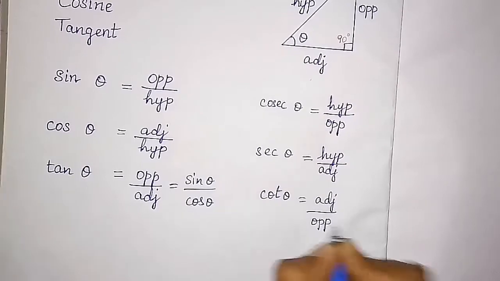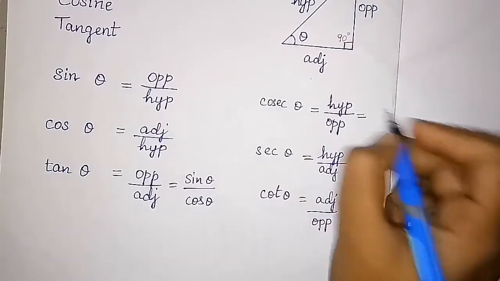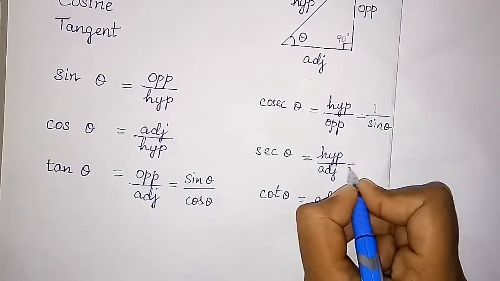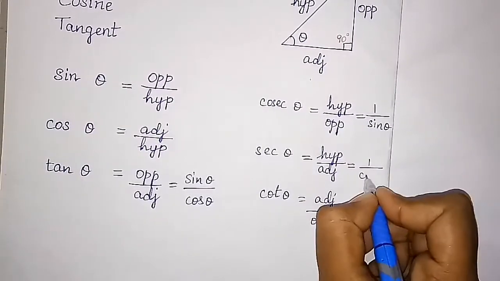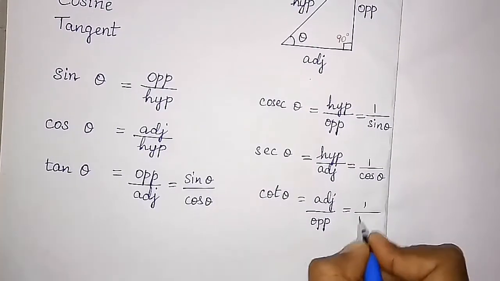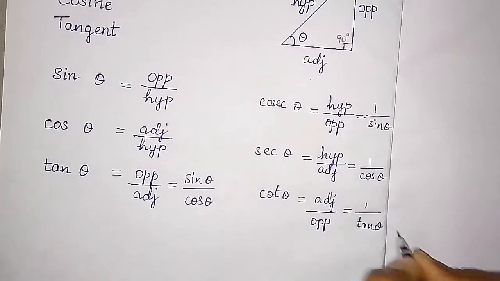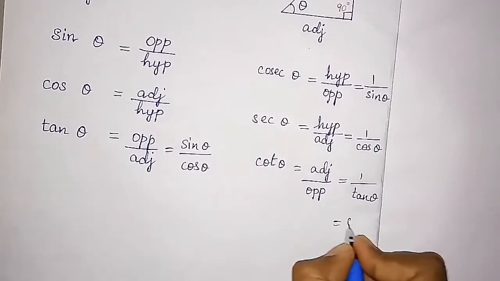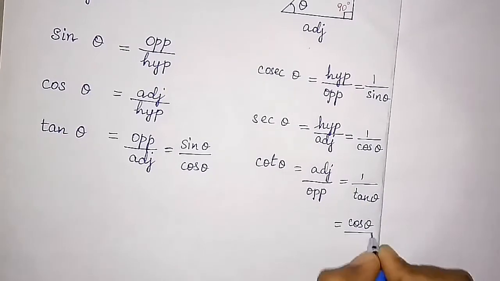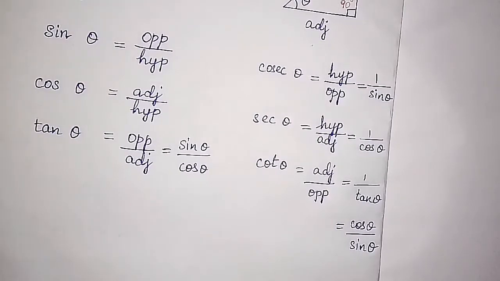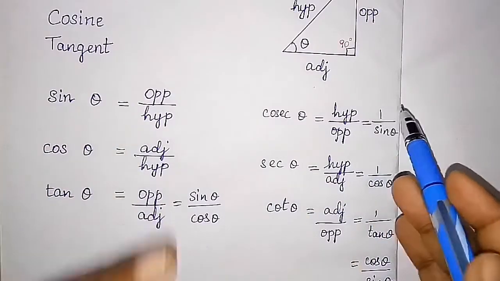So we can write cosecant theta as 1 by sine theta, secant theta as 1 by cos theta, and cot theta as 1 by tan theta. Cot theta can also be written another way, which is cos theta divided by sine theta. These six are the basic things of trigonometry.